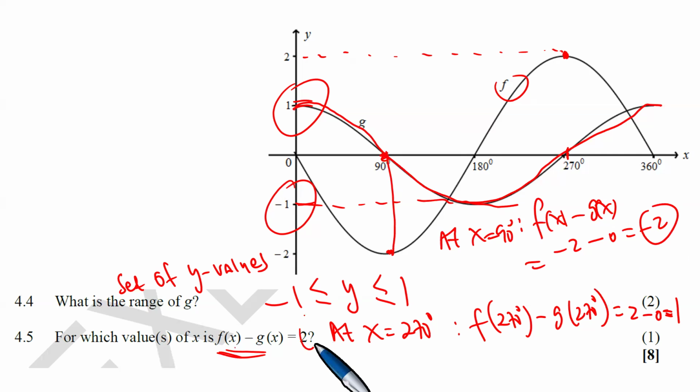The examiner wanted it to be 2, so we can only get 2 at 270 degrees. Yeah, it is 2 minus 0, and the result is 2. Just note that. That happens when x equals 270 degrees. So any question there? No question there.